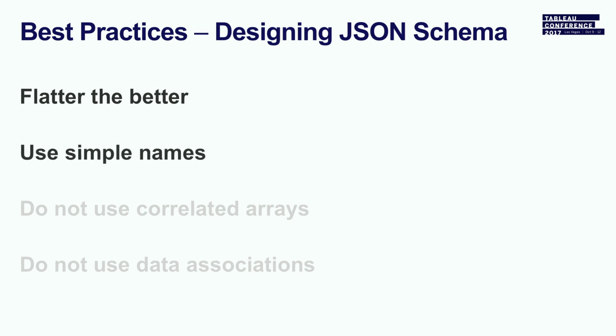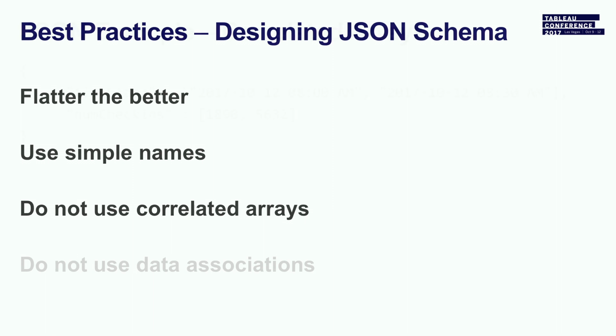Now, JSON does not impose too many restrictions when it comes to naming keys, but we recommend that you confine yourself to alphabets and a set of special characters like underscores, ampersands, and dashes. And the third one is to not use correlated arrays.